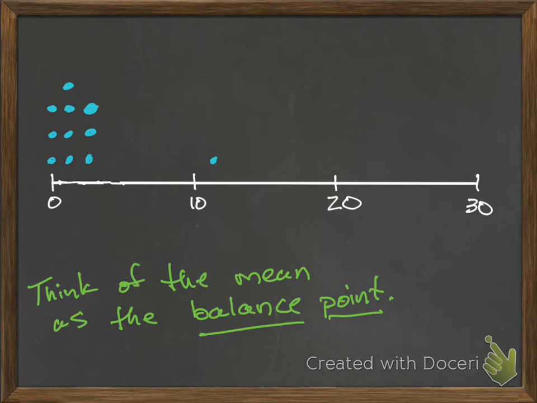Okay. So we moved that 27 to 2, where it theoretically might be. Instead, where is the new mean? Where is the new median? So pause the video.